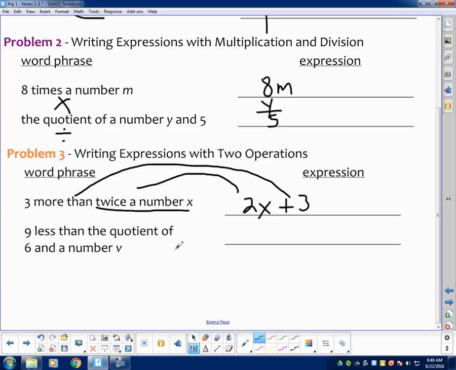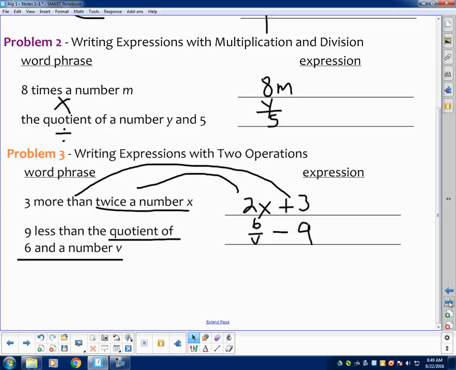All right, 9 less than the quotient of 6 and a number V. So we're going to do quotient of 6 and a number V first. So it's 6 over V. That first quotient of 6 and a number V. 9 less than, we put the minus 9 at the end. All right. Give you a few seconds to copy that down. There'll be several other examples like that in the classwork.